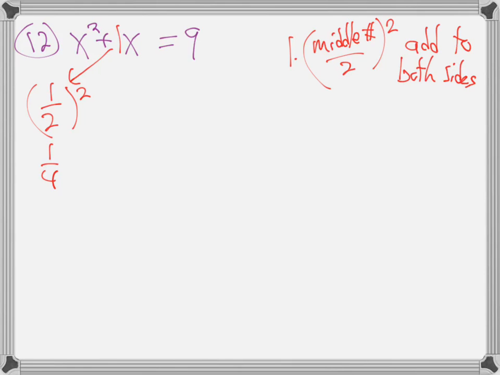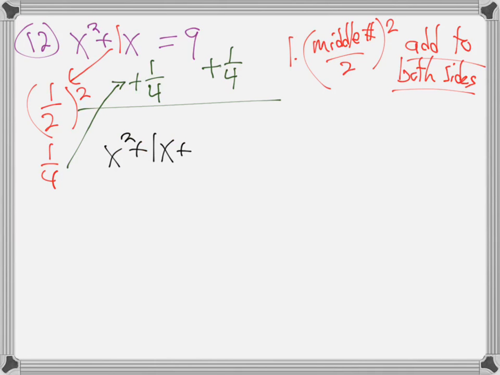1 squared is 1. 1 times 1 is 1. 2 times 2 is 4. So now what are you supposed to do with that? Add it to both sides. Yeah. So this is a fraction. So you got to add 1/4 to both sides. All right, so then what do we have now? We have x squared plus 1x plus 1/4 is 9 plus 1/4. Right? We good so far? So we added it to both sides.